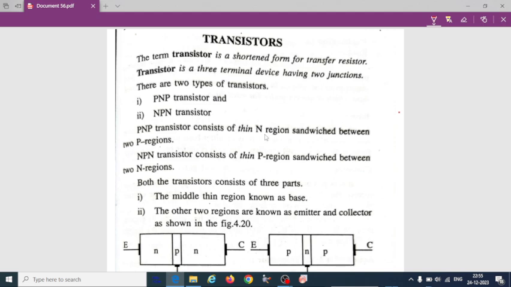In this video, I am going to explain to you about transistors, one of the important topics from electronics.